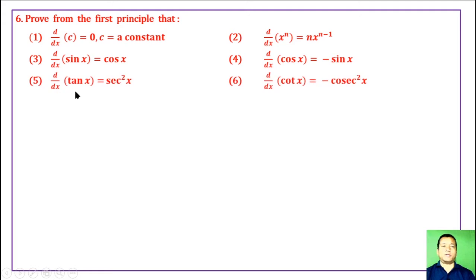Number 5: d by dx of tan x is sec square x. Number 6: d by dx of cot x is minus cosec square x. Number 7: d by dx of sec x is sec x tan x. Number 8: d by dx of cosec x is minus cosec x cot x.